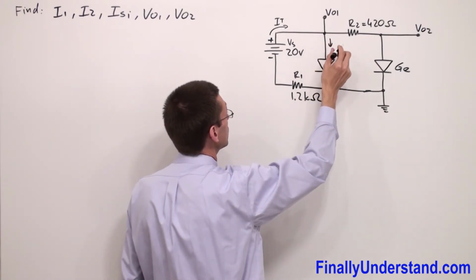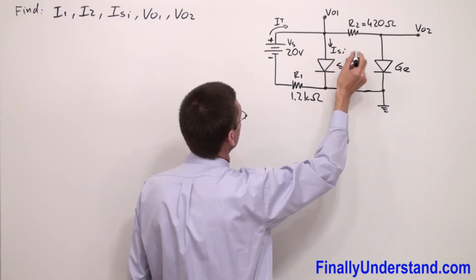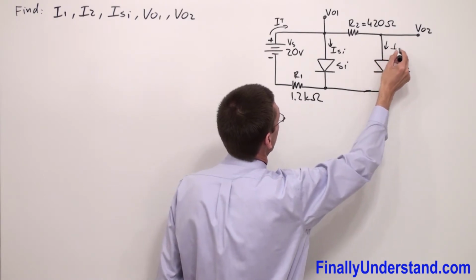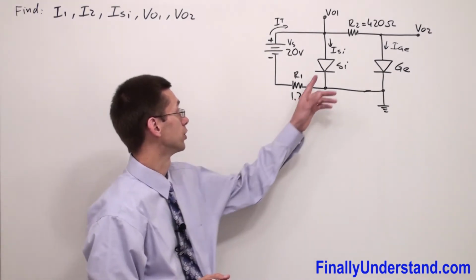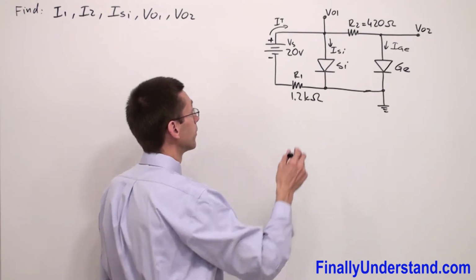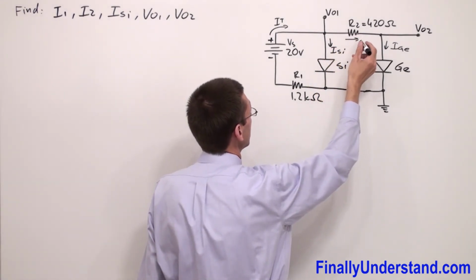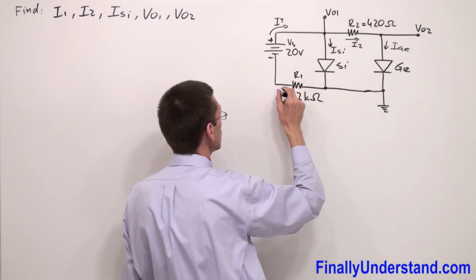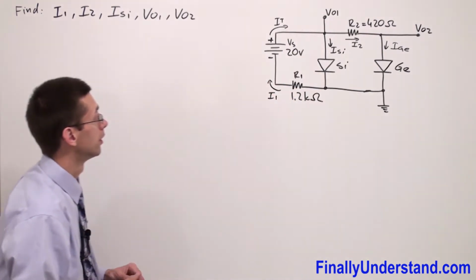I'm going to call this I silicon, and this is going to be my current I germanium. They mean the current which goes through the silicon diode and the current which goes through the germanium diode. The current which goes through this resistor is going to be labeled I2, and the current which goes through resistor R1 is my I1.